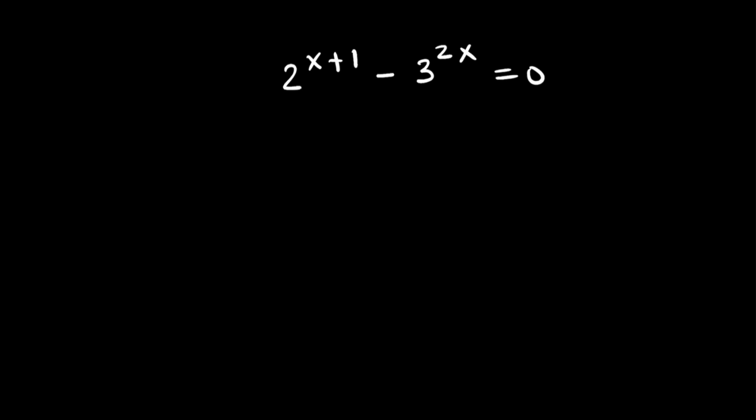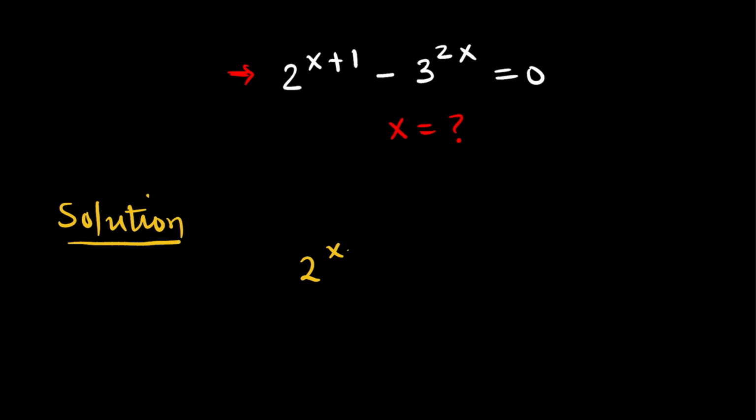In this video, we want to solve for x given 2 raised to power x plus 1 minus 3 raised to power 2x is equal to 0. We're given 2 raised to power x plus 1 minus 3 raised to power 2x is equal to 0.